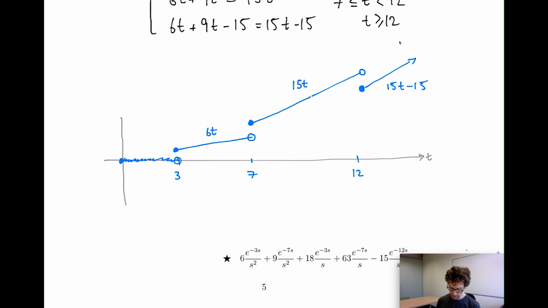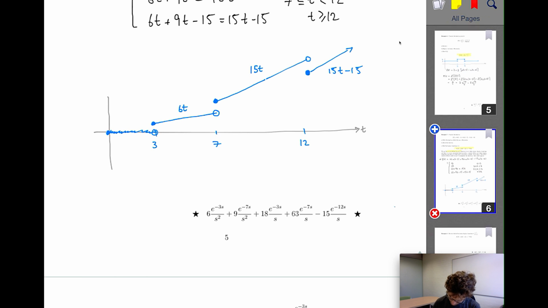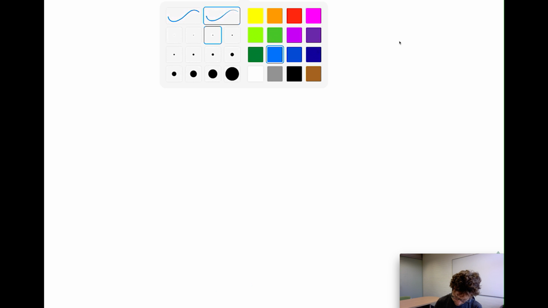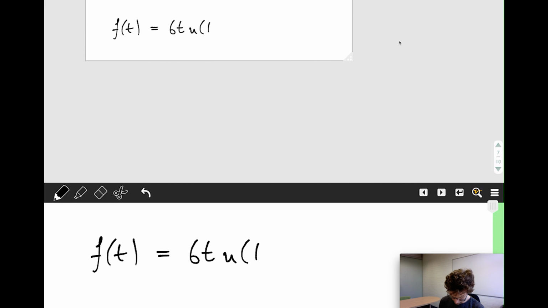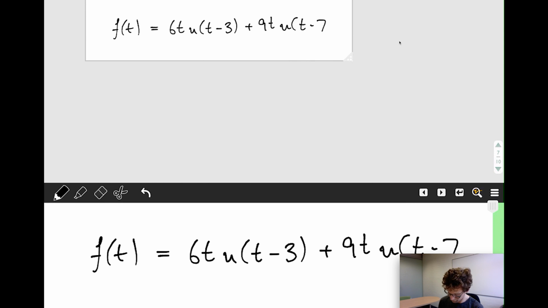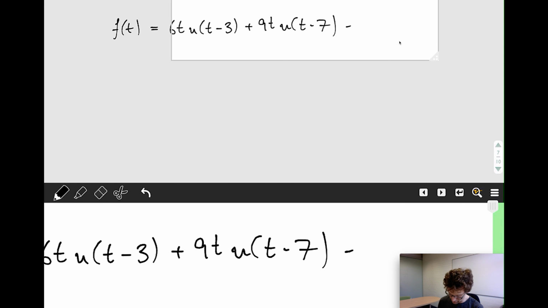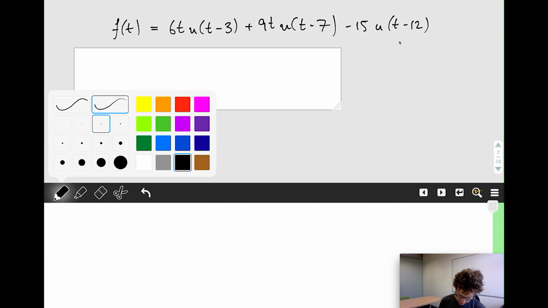Now I need to calculate what the Laplace transform of this thing is going to be. So let's pull out another page. And we're going to make use of the Heaviside function to do this, and the second shifting theorem, plus minus 15u of t minus 12. So let's remind ourselves what the second shifting theorem states.